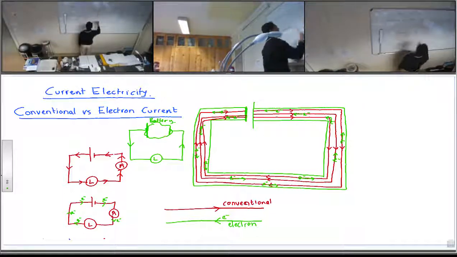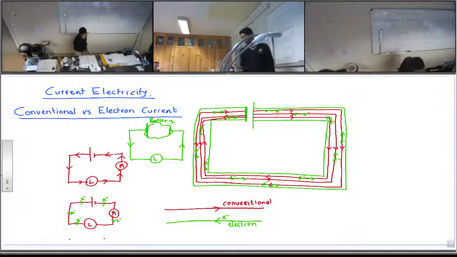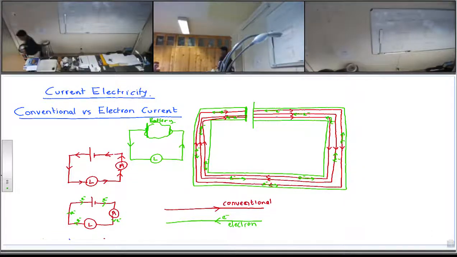Looking at those arrows, what type of current have I spoken about? Conventional. And conventional always flows out of positive into negative. 10 marks for you. Okay, right. Good.